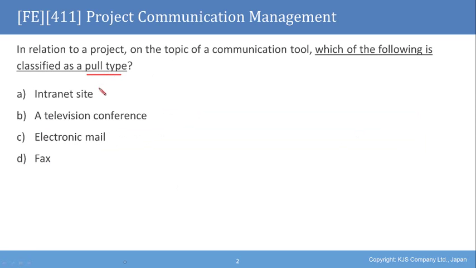The options we have are A. Intranet site, B. A television conference, C. Electronic mail, or D. Fax. Note that option A is intranet, not the internet site. We'll now look at each of the options and see which one is the most suitable answer for this question.